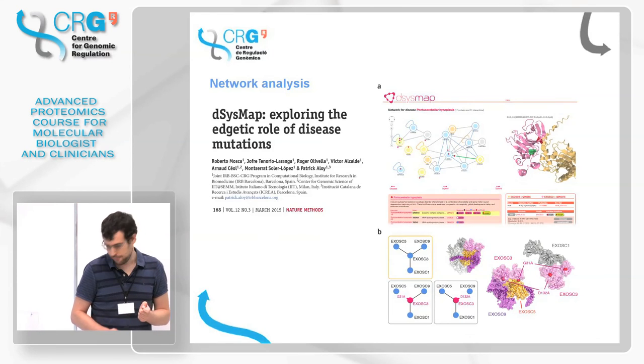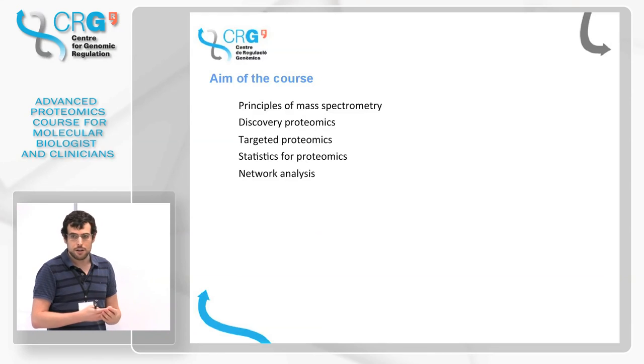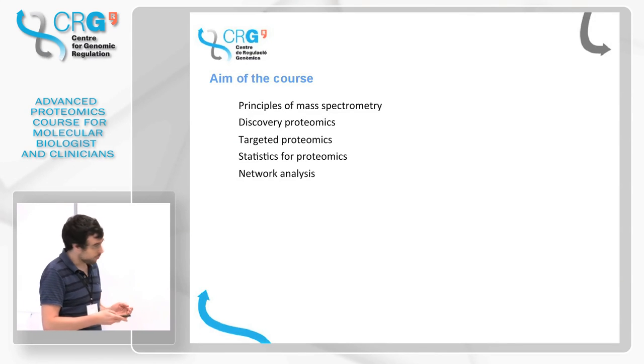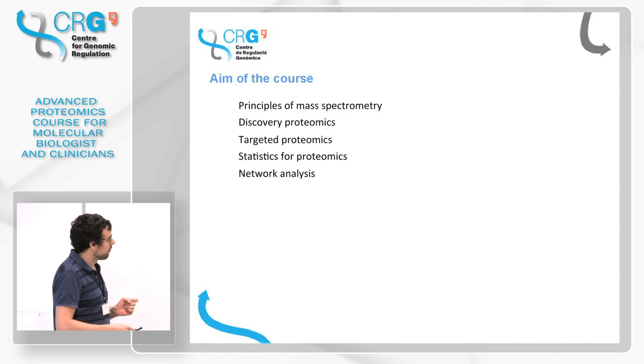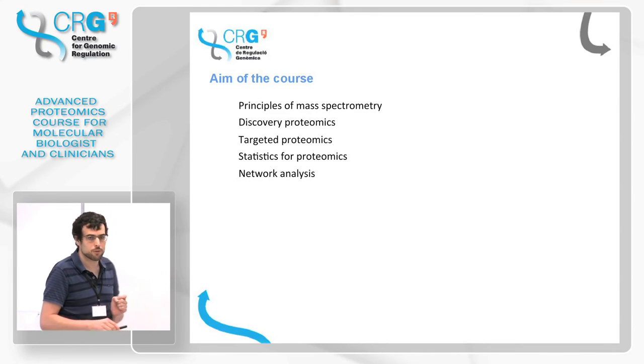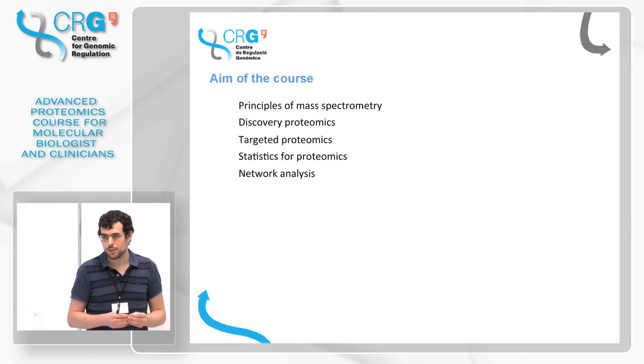And with this, right, I wanted to review the main five goals of the course. We have reviewed discovery proteomics, targeted proteomics, statistical proteomics, network analysis, and now in the next session, we'll start with principles of mass spectrometry. So, questions? Thank you.